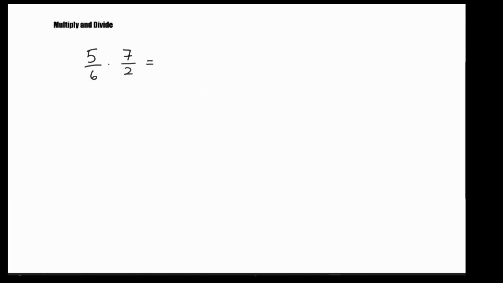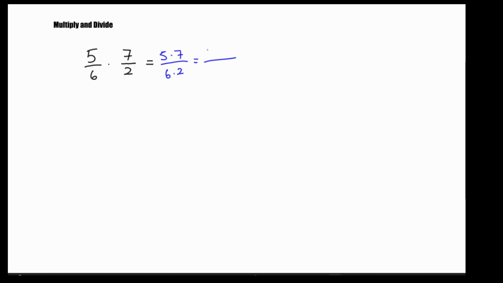Now let's learn about how to multiply and divide with rational numbers. So, when you're doing multiplication, all you do is multiply the numerators and write it into the numerator section, and multiply the denominators and write that into the denominator. So, this would basically be 5 times 7 and 6 times 2.